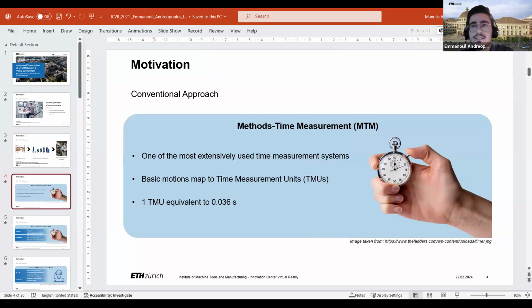Methods time measurement is a family of standards and has several different standards which give a different detail on the evaluation process and are based on the nature of the workplace that is being evaluated. In our work, we consider the so-called MTM2 standard, which is the second most thorough evaluation system of MTM.